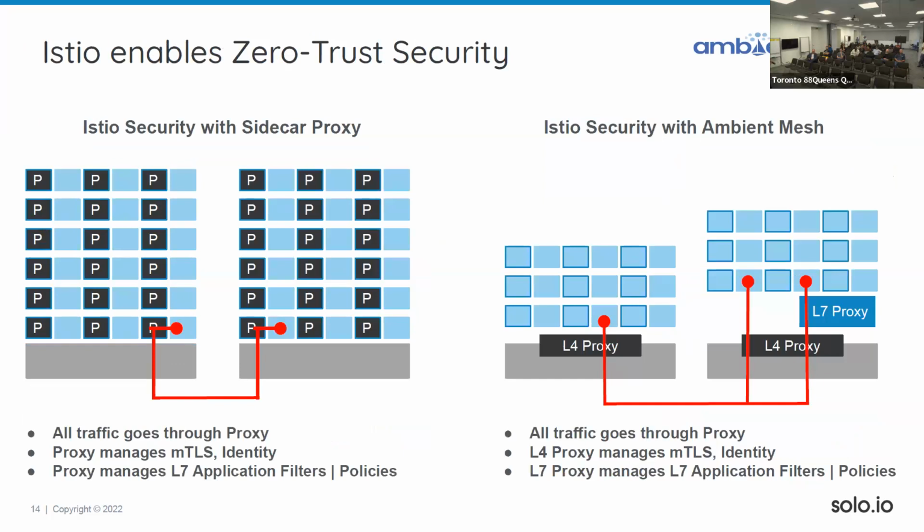So what that ends up looking like is you've got the layer 4 proxy, which is just on top of the CNI layer. It's going to handle traffic between nodes, and then the waypoint proxy is that layer 7 proxy that I just mentioned.